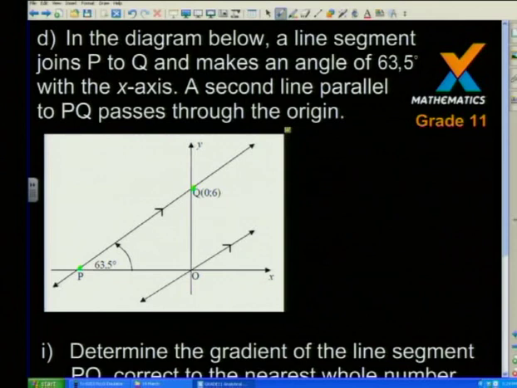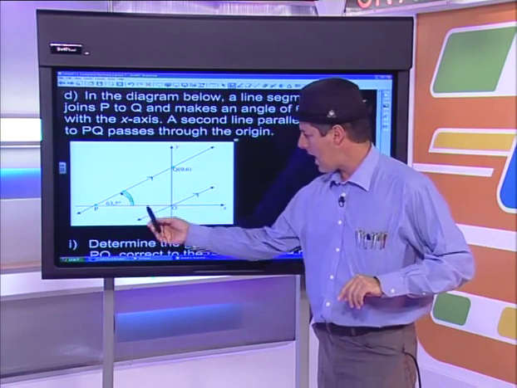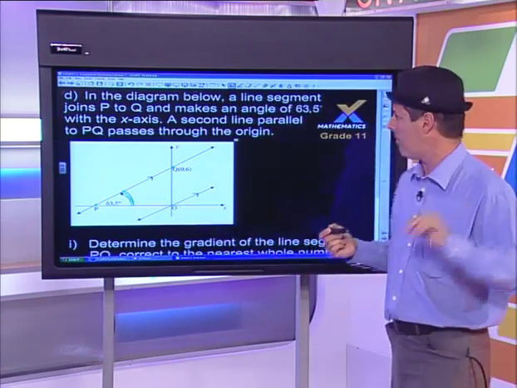And it makes an angle of 63.5 degrees. Okay, I can see that angle. And I am immediately thinking angle of inclination, because they've given me an angle, and they're talking about a line segment. So be aware of what could be coming up.